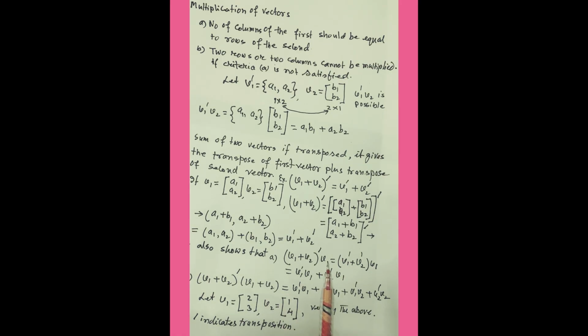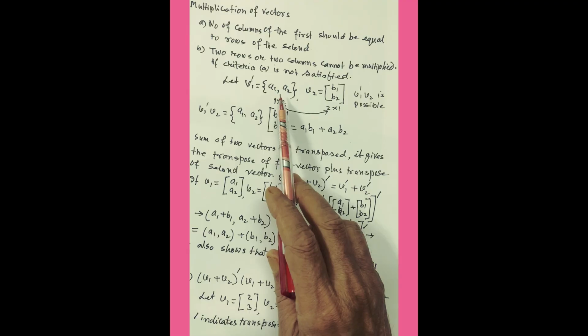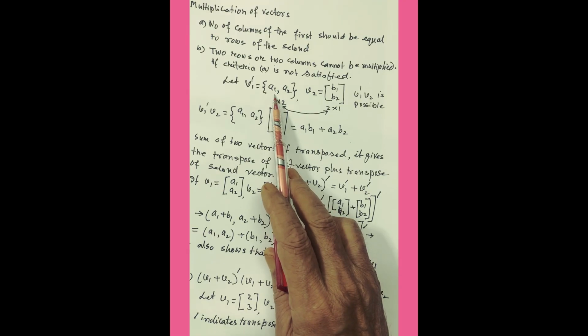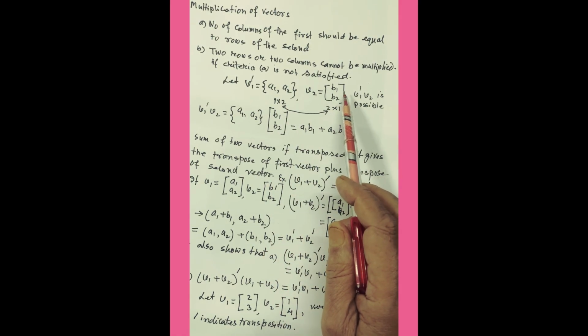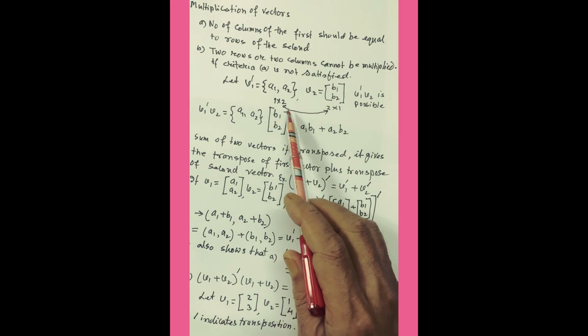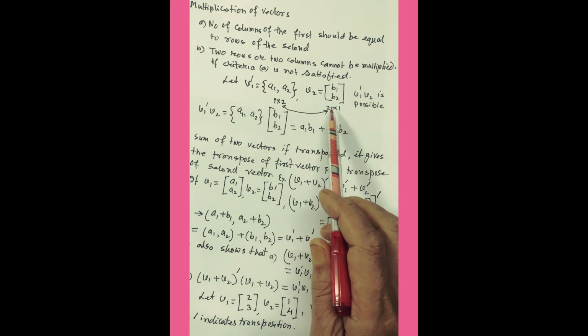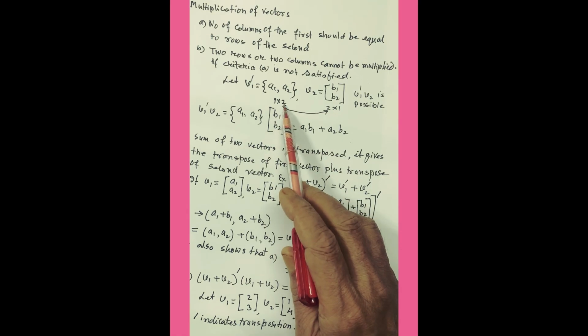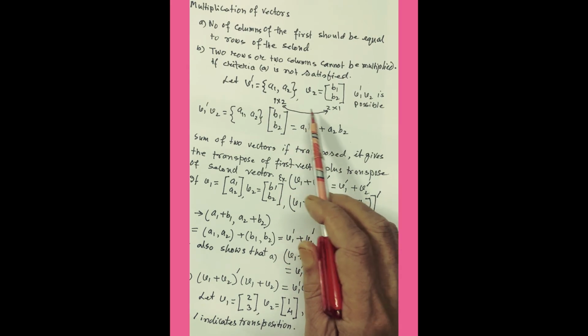Then P1 prime and P2 multiplication is possible because the number of columns in the first, A, there are two columns, one row, and here two rows and one column. That's why it is possible. Two columns and two rows, multiplication will be possible.